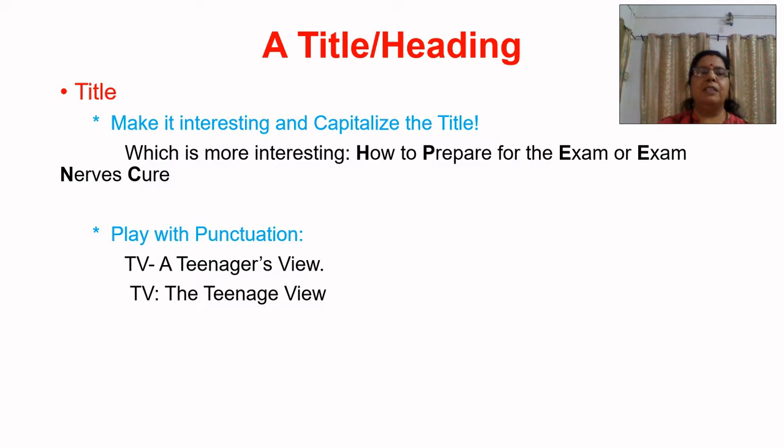So let us begin. The first thing is the title. Now, let us remember that our title should be very interesting, right? Here you have the example. Just see which is more interesting. How to prepare for the exam, or exam nerves cure? Yes, naturally it is exam nerves cure. But dear children, the first one is also not wrong. The title of the article carries 1 mark. So you need not spend a lot of time making the title interesting.